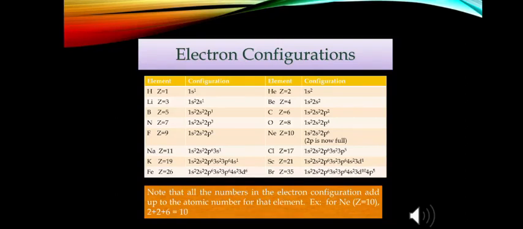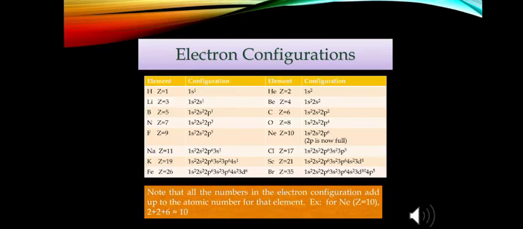For neon, atomic number is 10. That is 1s2, 2s2 and 2p6. Here the electronic configuration is fully filled. And after that we have sodium, chlorine. Some different elements are given. Chlorine is given, potassium is given, iron is given, scandium is given.